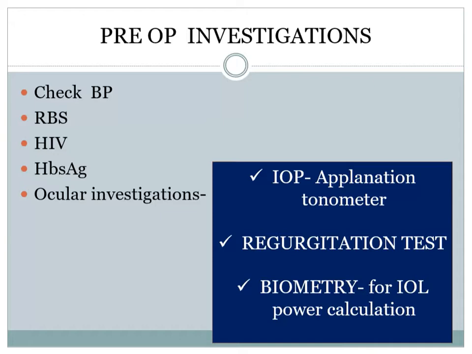HIV, HBsAg, of course, it is done for any kind of surgery before putting a blade on the body. These two viral markers are a must. Okay. Then another important thing you have to do is checking of blood pressure. Why is blood pressure important?